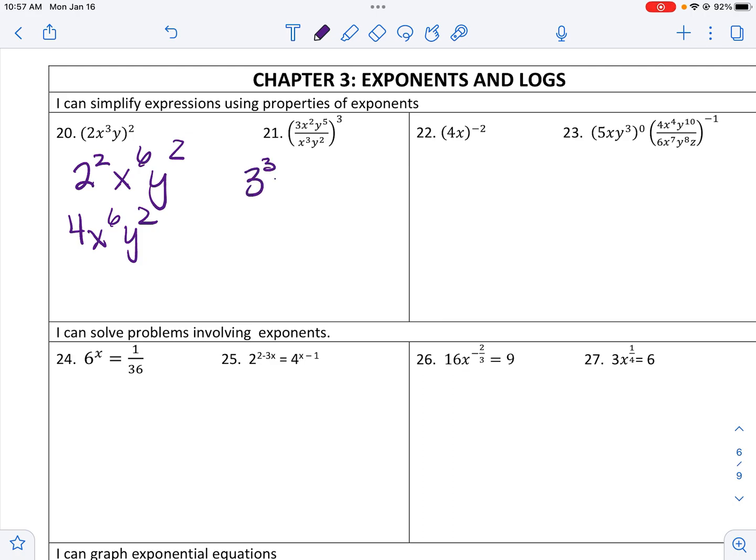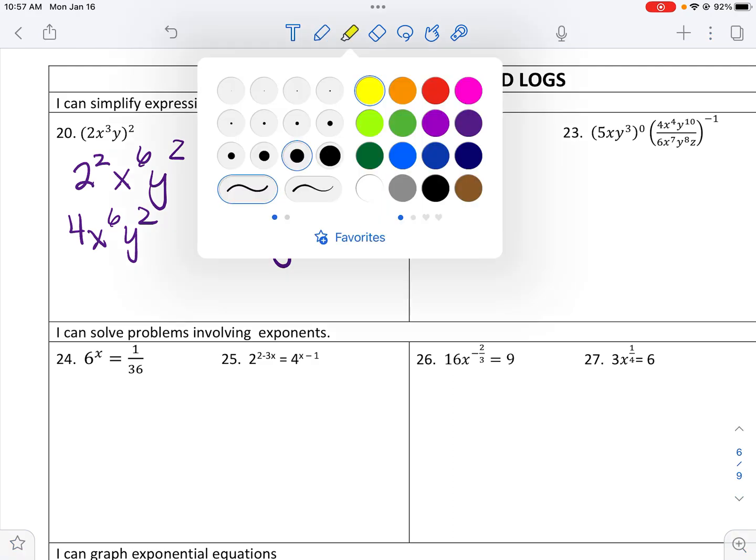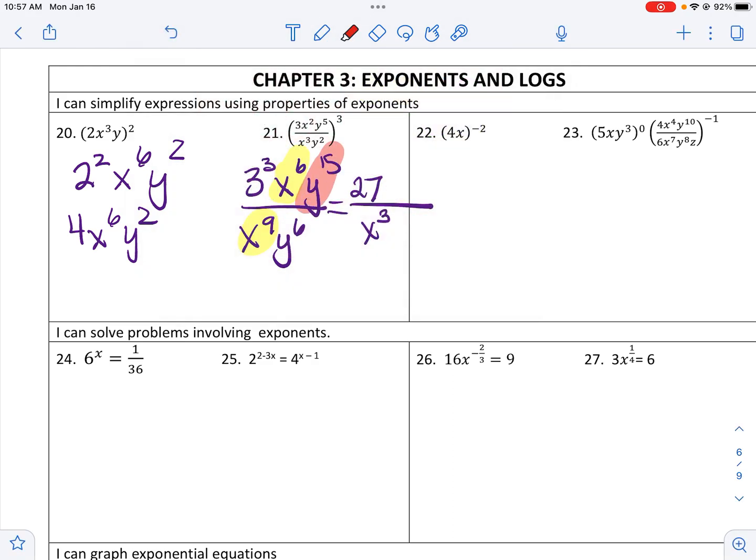Okay, again, we distribute it. So 3 cubed, x to the 6th, y to the 15th, over x to the 9th, y to the 6th. So 3 cubed is 27, but there's more x's. If I look at the x's, there's more on the bottom, so that'd be x cubed. And then if I look at the y's, there's more y's on top, so y to the 9th.